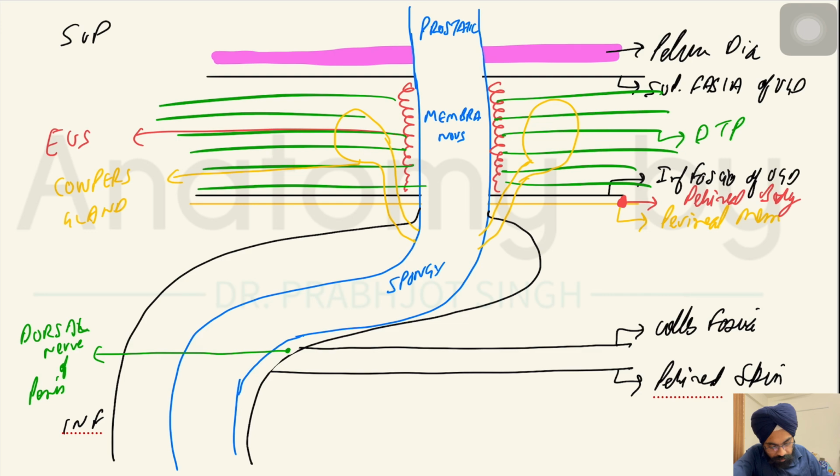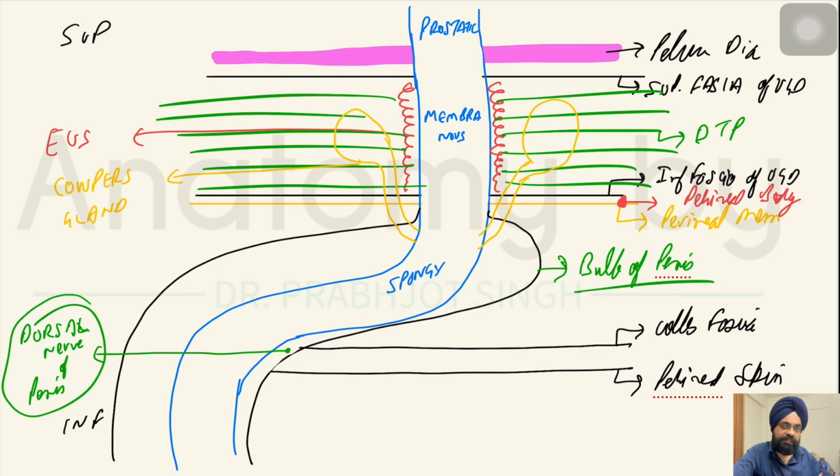This one I forgot to label. It is the bulb of penis. Over here you have the dorsal nerve of penis. So these are parts of urethra that are present in the superficial perineal pouch. And over here you have the Colles fascia. So with that we are done with the deep pouch, superficial pouch. You can look from here and write the contents in your notes.